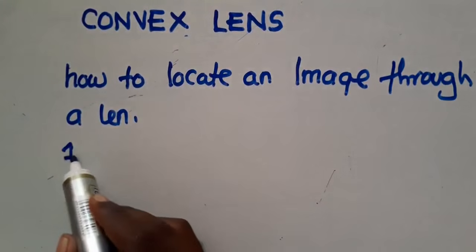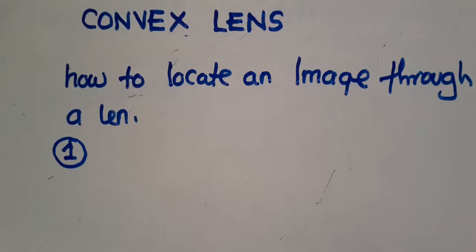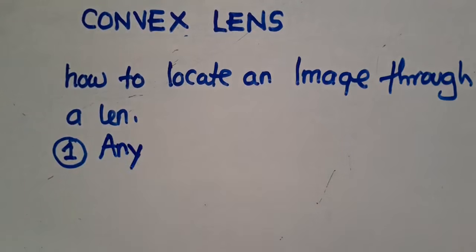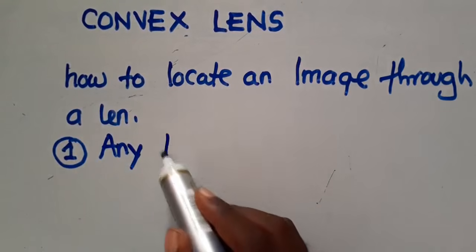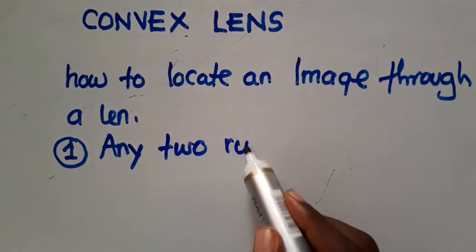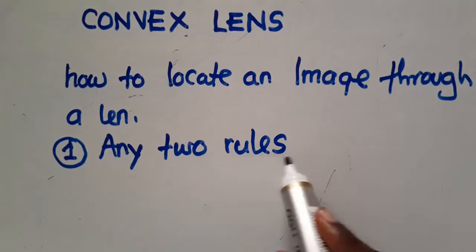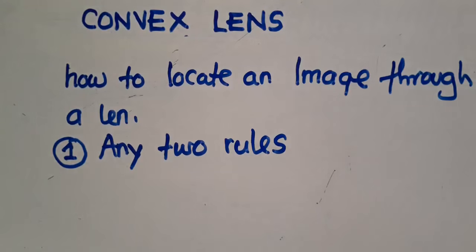The first thing that you need to know is that you need to use any two of the rules that we've just discussed. You need to know at least two of them. Two rules will really help you, especially the first one and the second one, even the last one. Those ones are very simple. Maybe at this point I'll just say you need to know all three rules.